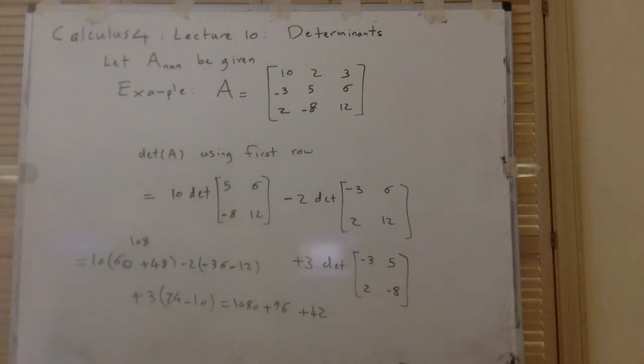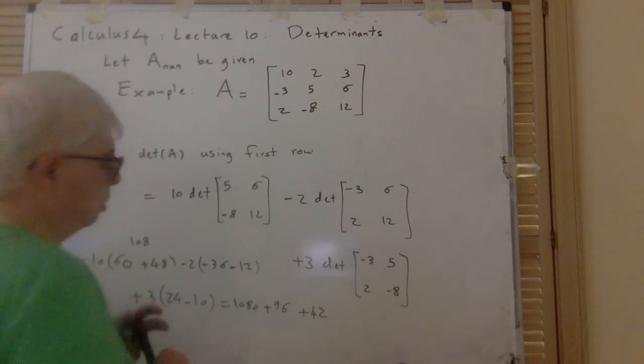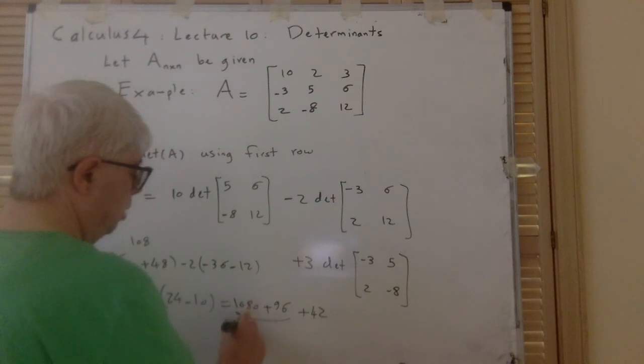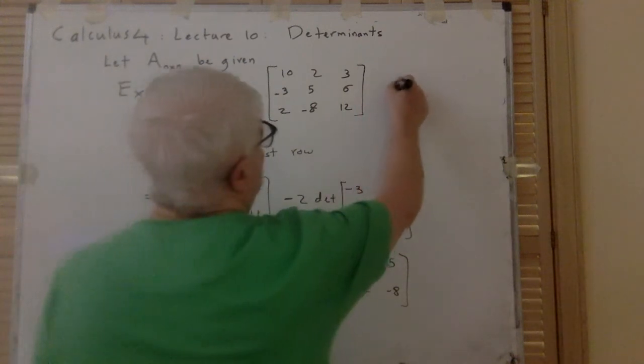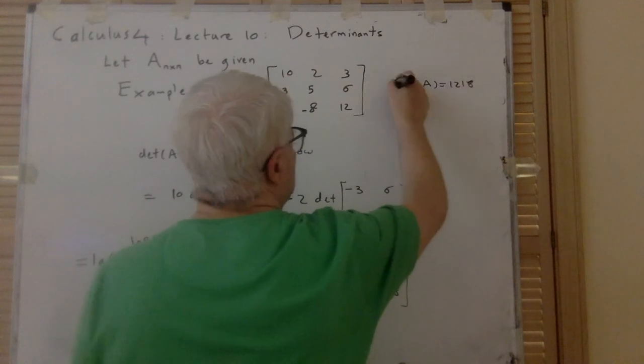So that is the determinant. Now, I'm not going to add them. You can add them yourself. And now, let's add them because I want to find it using this, for example, and show you how they are the same. So this and this will give me 1080 plus 96 plus 42, that is 1218. Let's see, maybe I have made a mistake.